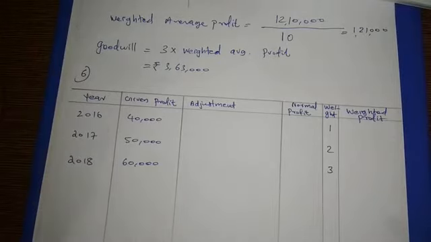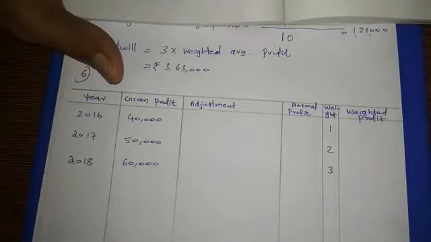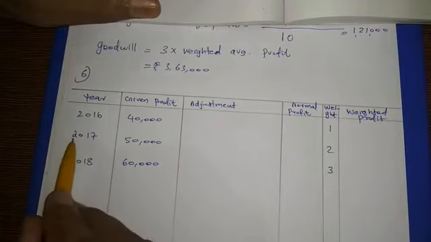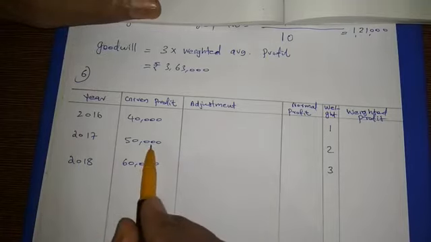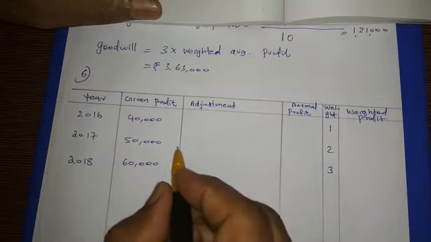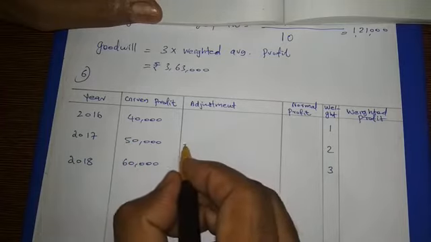Now I am going to the adjustments. Look at the textbook, the point I am telling. The second point: non-recurring income of 1,000 is included in the profit of 2017. So in this year 1,000 income is included, that is non-recurring income. So this 1,000 is included in this profit, and we need to subtract that 1,000.